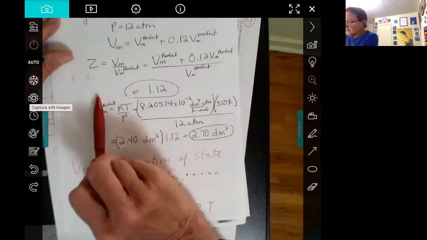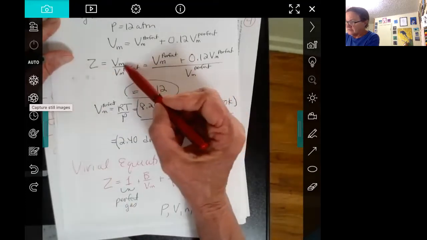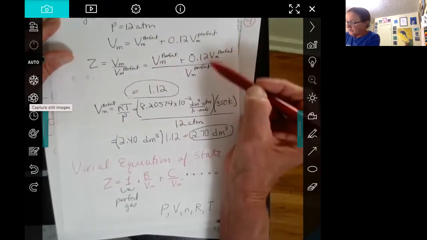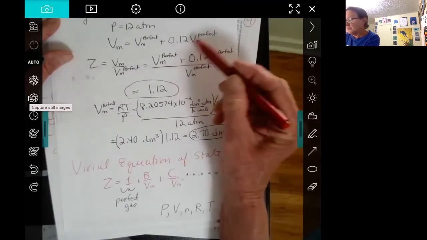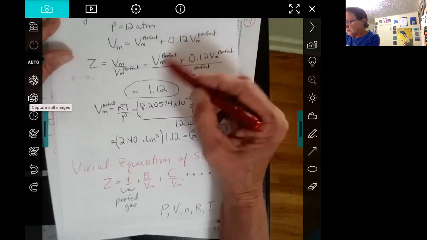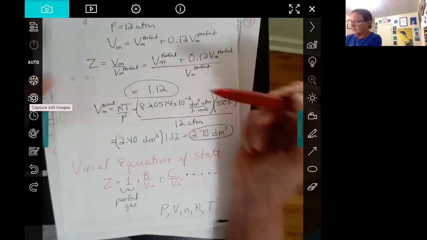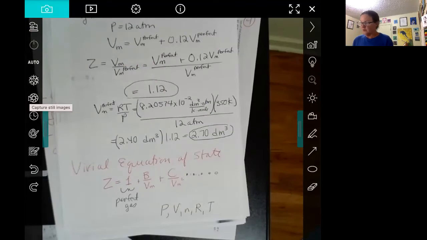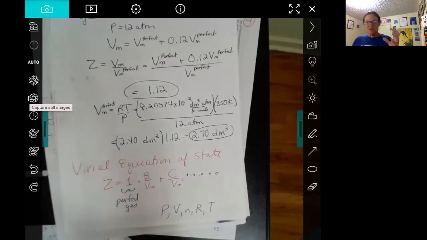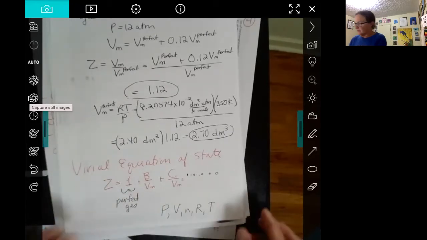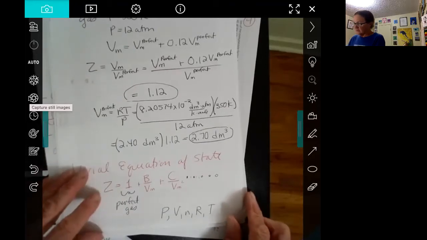But to figure out what the compression factor is, I take what it would be for a perfect gas plus 0.12 times the perfect gas, because it said it's 12% greater. So the perfect gas is going to cancel from each, and I get a compression factor of 1.12. So the forces dominant under these conditions should be repulsive, because the volume is bigger, so you're having a harder time getting the molecules to stay close together.